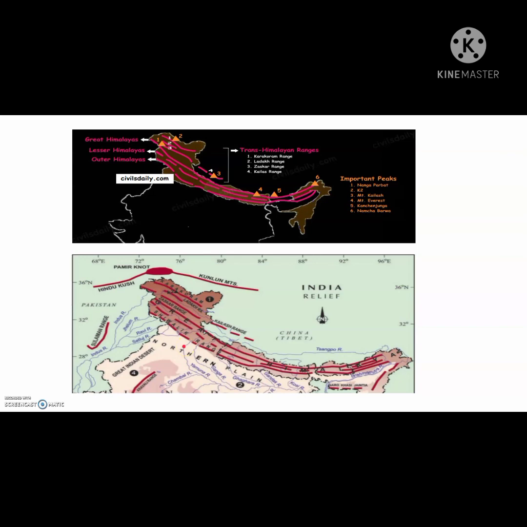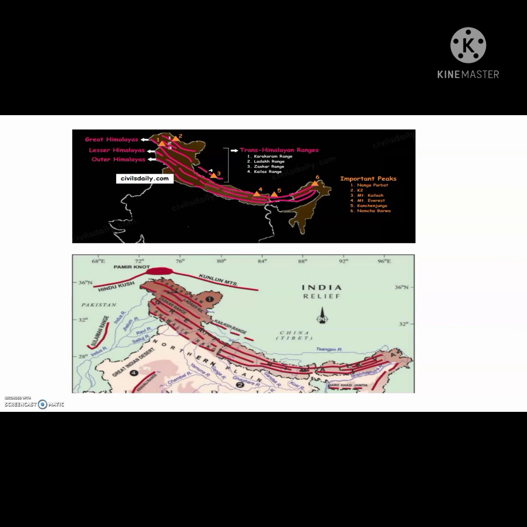Let us learn the second one, Lesser Himalayas. Lesser Himalayas is also called Himachal. The average elevation is 3,700 to 4,500 meters. These are famous for hill stations: Shimla, Mussoorie, Ranikhet, Kulu, Manali. It is rugged in relief features.